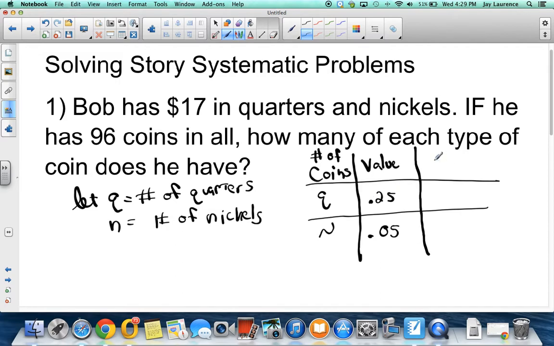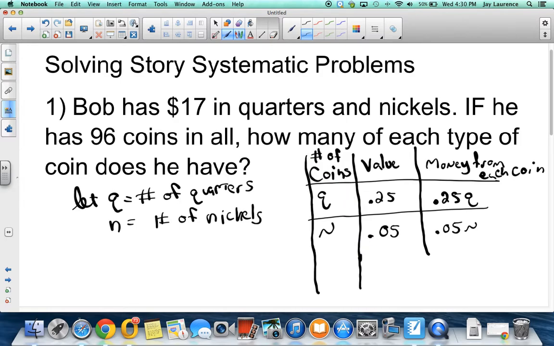And then let's see here. The money from each coin, well, that would be 25 cents, the value of a quarter, times the number of quarters, and 0.05 times the number of nickels. All right, so then we have the totals, right? Q plus N has to equal 96. We don't put a total there, but here we have to have $17.